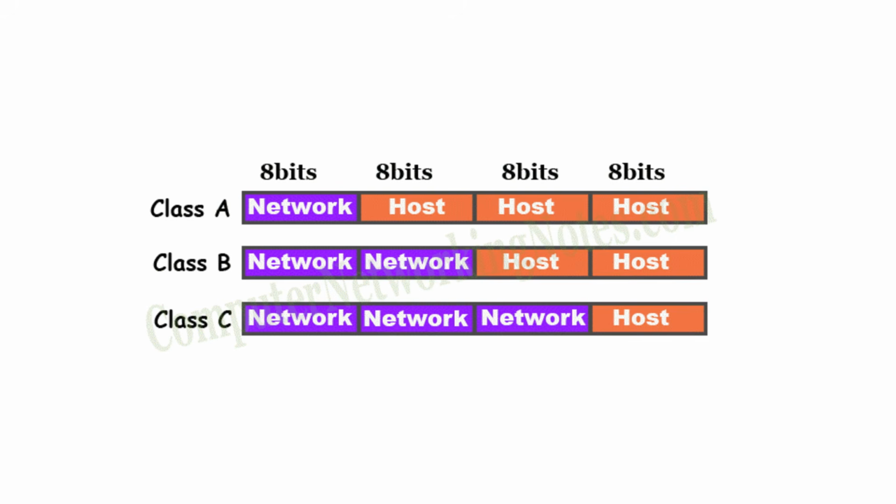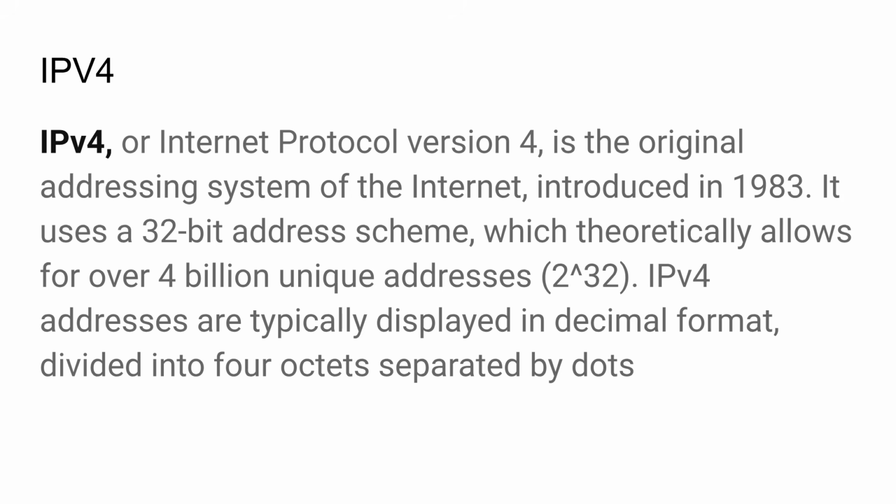This visual illustrates how IP addresses are structured across different classes. Class A uses 8 bits for the network and 24 bits for the host. Class B uses 16 bits for each, and Class C uses 24 bits for the network and 8 bits for the host.